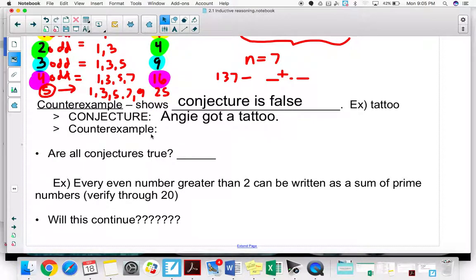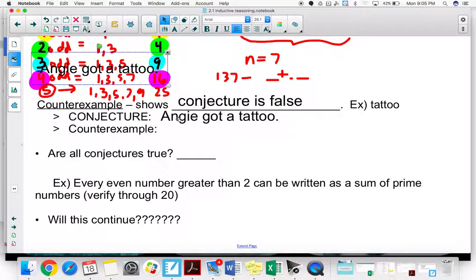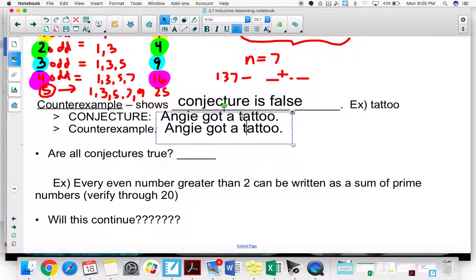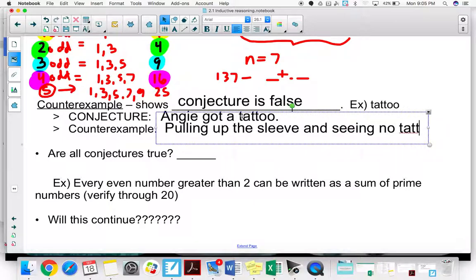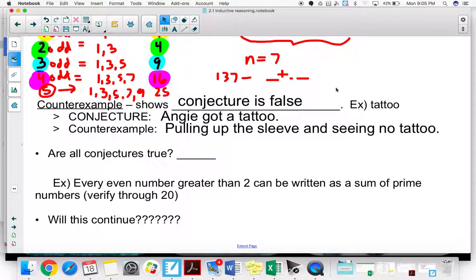Okay, if we wanted a counterexample of that, in other words, if we wanted to prove Angie was wrong, then the counterexample would be just pulling up the sleeve and seeing no tattoo. So that would prove that Angie wasn't telling the truth in that case. Sorry, Angie. Thanks for letting me pick on you. But counterexamples basically take this idea we think is true and make it false. Generally speaking, please put this in a box because this is a big idea. Well, actually, no, we'll hold off on that part. I'm going to wait till it applies to a different type of problem.